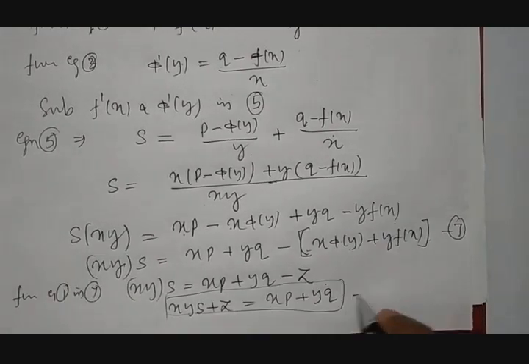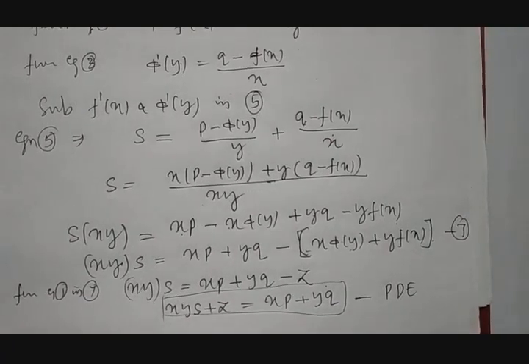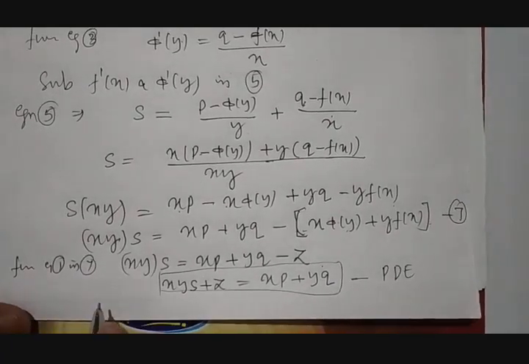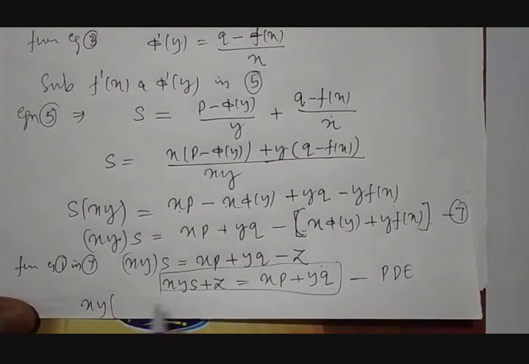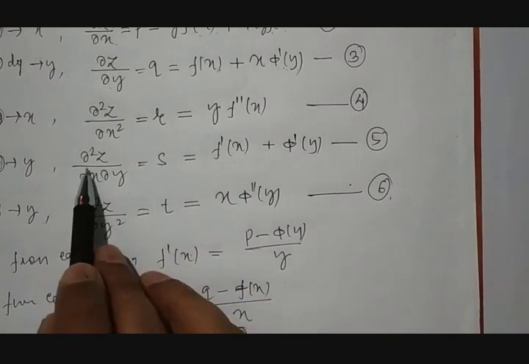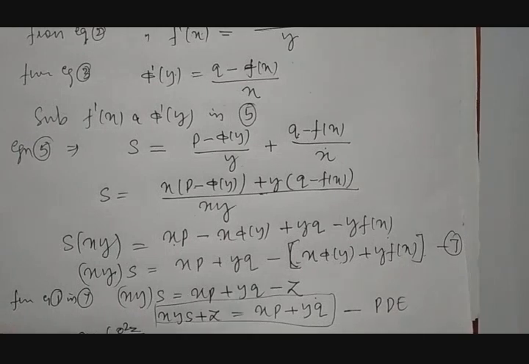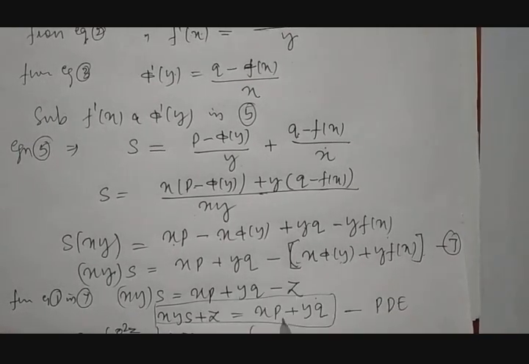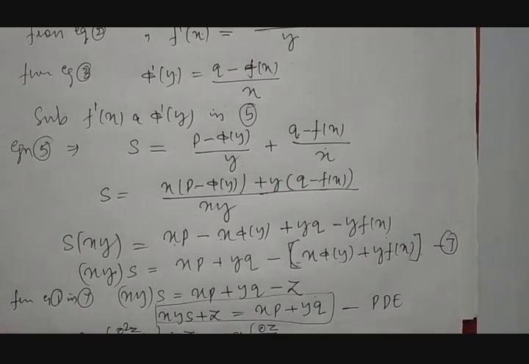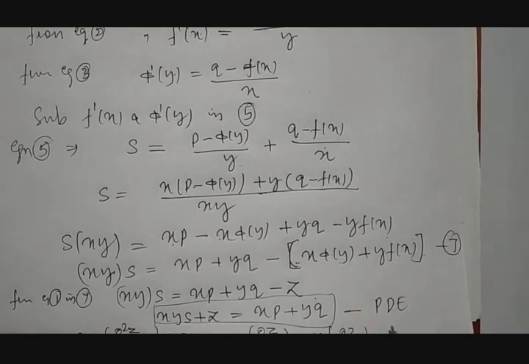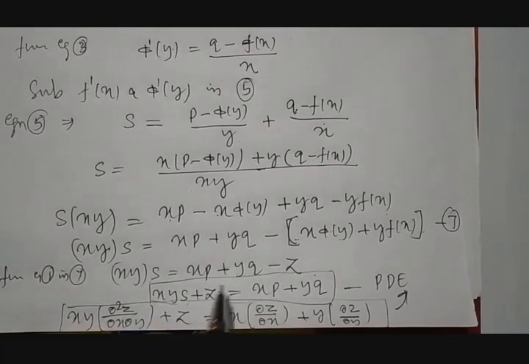Either you can write this as the required partial differential equation like this, or else you can write it like x into y into s. What is the notation for s? s is nothing but dou square z by dou x dou y. So dou square z by dou x dou y plus z is equal to x into p, which is nothing but dou z by dou x, plus y into q, which is nothing but dou z by dou y. So this becomes the required partial differential equation. Thank you.